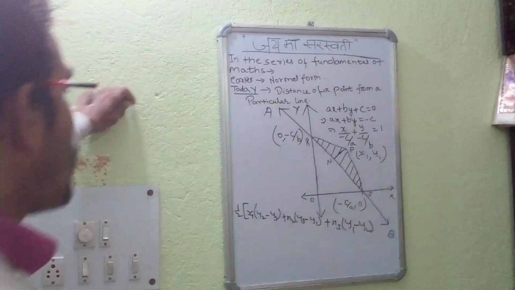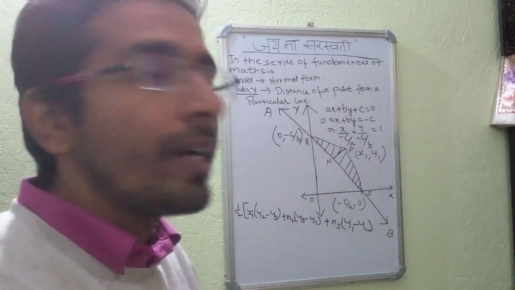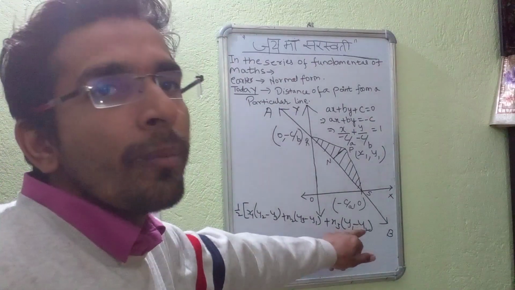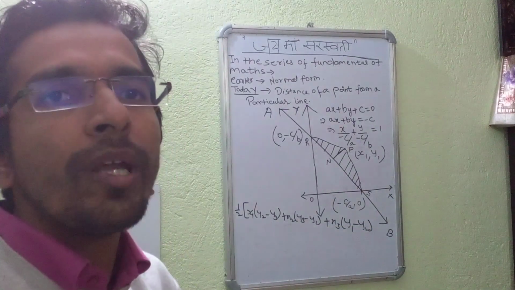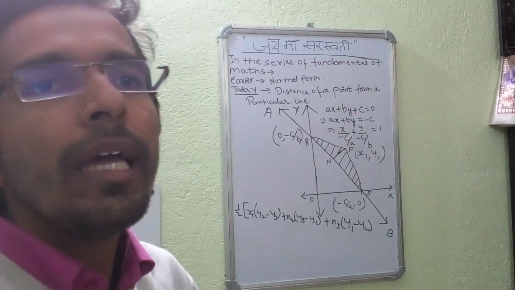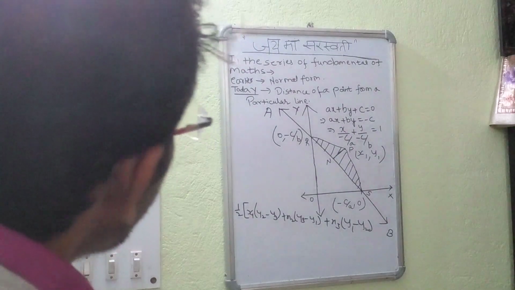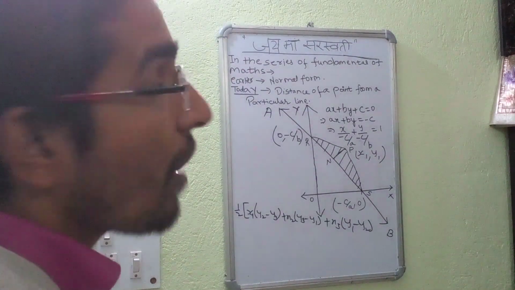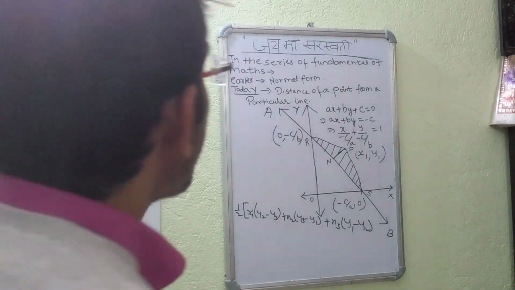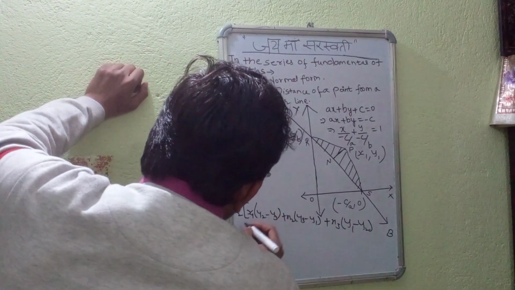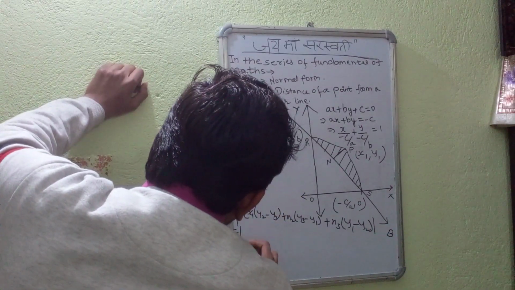So we will be using this formula, basically half of x1 (y2 minus y3) plus x2 (y3 minus y1) plus x3 (y1 minus y2). This formula we are using for finding the area of a triangle whenever we want to calculate the area of a triangle in the aspect of coordinate geometry. So in this case we will be substituting the values of x1, y1, x2, y2, x3, y3 in the given equation. So it will be the modulus of this one.